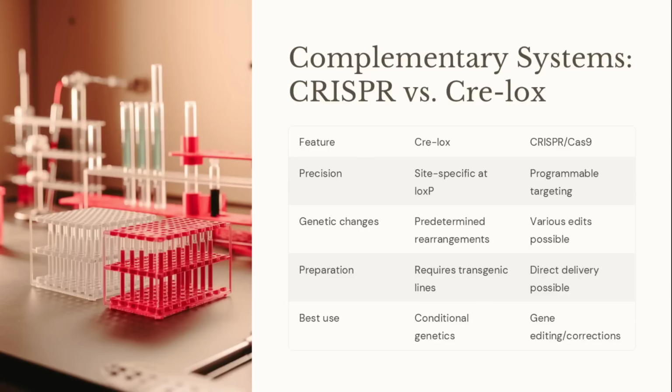Comparing CRISPR and Cre Lox systems reveals their complementary strengths. Cre Lox offers site-specific precision at loxP sites and predetermined genetic rearrangements, requiring transgenic lines for preparation. CRISPR-Cas9 provides programmable targeting with various edits possible and direct delivery options, suitable for gene editing and corrections.